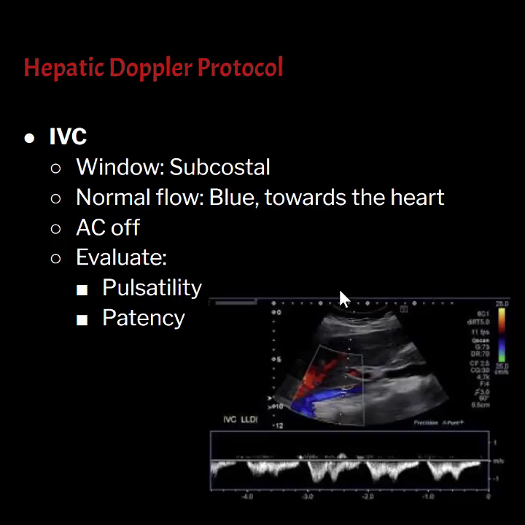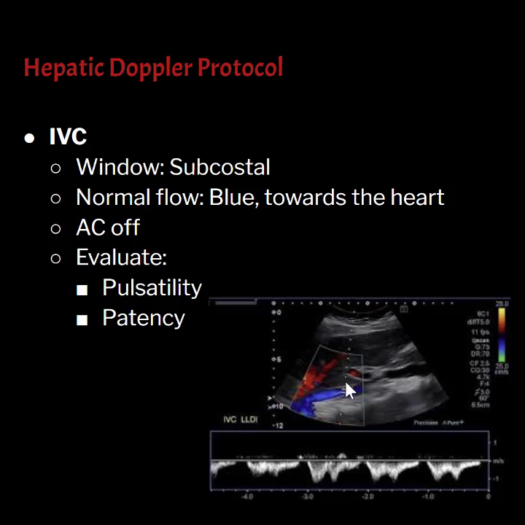The next stop that we'll want to make then is on the IVC. We are going to use color again to look at the IVC, showing patency and evaluating for pulsatility. This picture tells us, is there any sort of clot that might be in the hepatic veins that has expanded into the IVC that might be causing the portal congestion? So we want to evaluate for patency and pulsatility. Normal flow in the IVC is blue. It is a subcostal window as we watch the blood flow towards the heart.